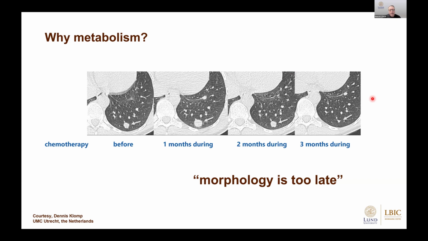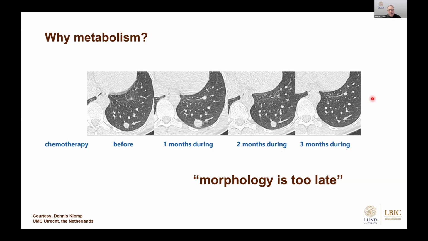But we're pretty sure that during these first 2 months, things happen in the tumor. And that's why Dennis wrote here, morphology is too late. And I would just say, well, maybe with metabolic information, we could have seen at an earlier stage if the treatment was successful or not. And I think that's the main key of metabolic MR these days, that we want to identify these patients who are not responding to therapy.